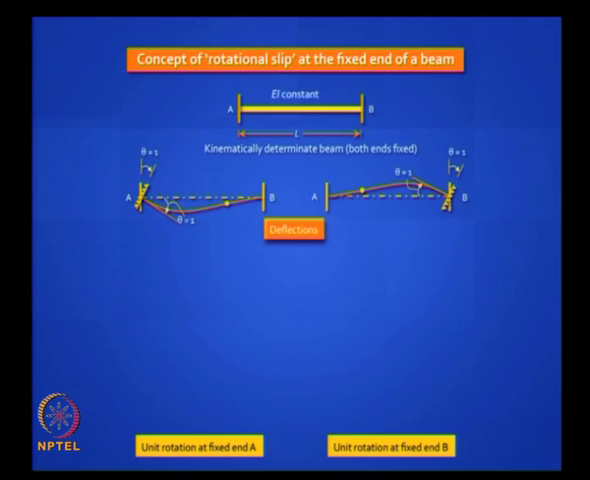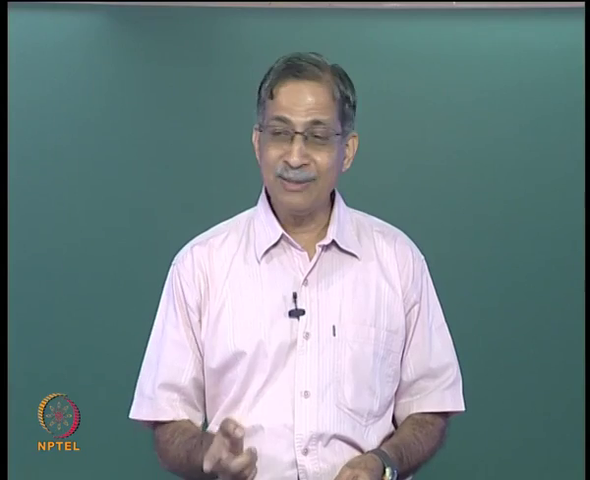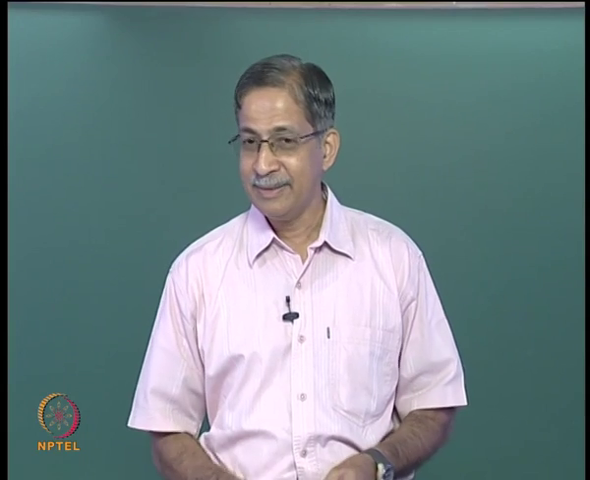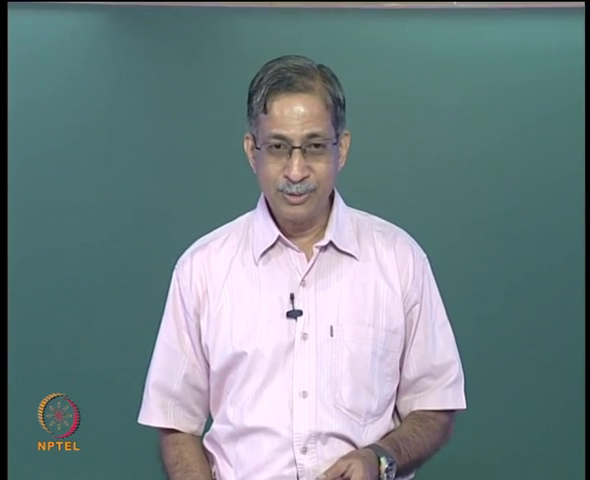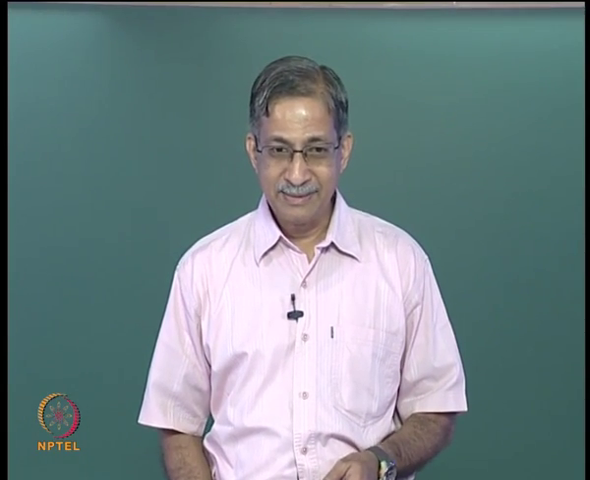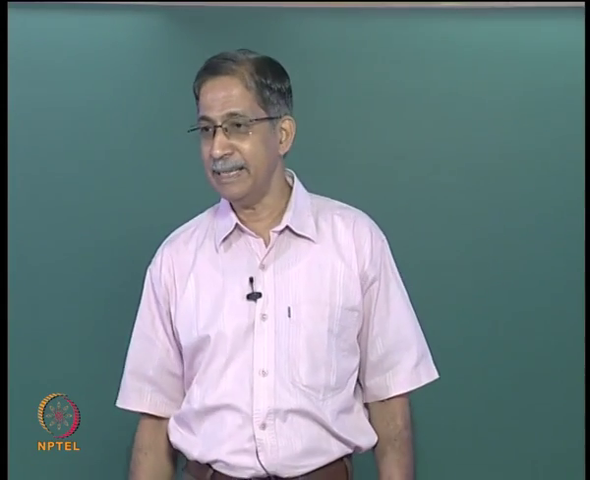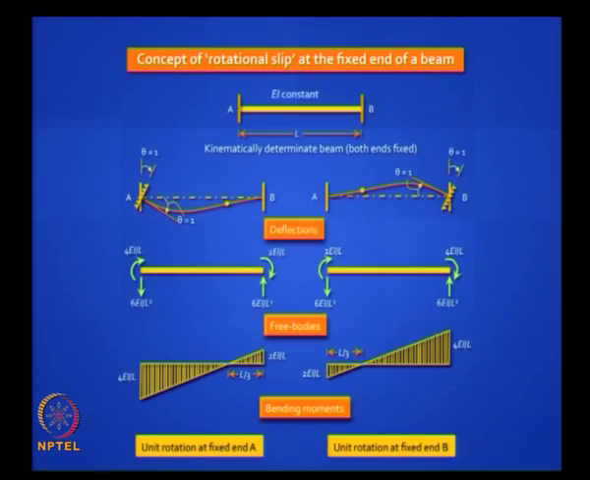Oh, no, no, no. It's fixed, so 4EI by L. Does it not remind you of the previous figure? So you should realize that you get the same shapes we drew earlier. You get 4EI by L at one side, 2EI by L at the other side, and you get a shear force which is 6EI by L squared. Is it clear? This is another way of looking at the same problem.